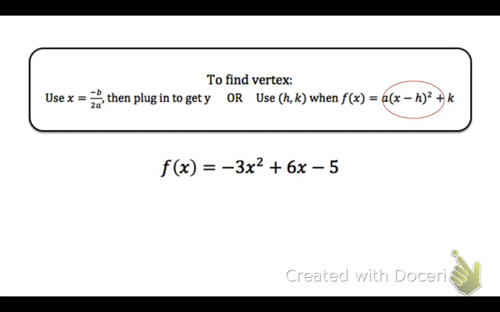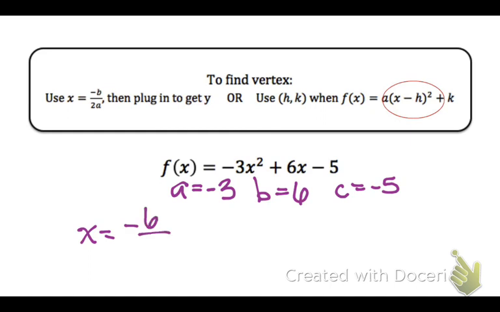So to find the vertex, again, we can use that formula, x equals the opposite of b over 2a. So for this quadratic, a is going to be equal to -3, b is going to be equal to 6, c, even though we don't use it for this, is equal to -5. So we would say x is equal to the opposite of 6 over 2 times -3. So -6 divided by -6 is going to be 1.